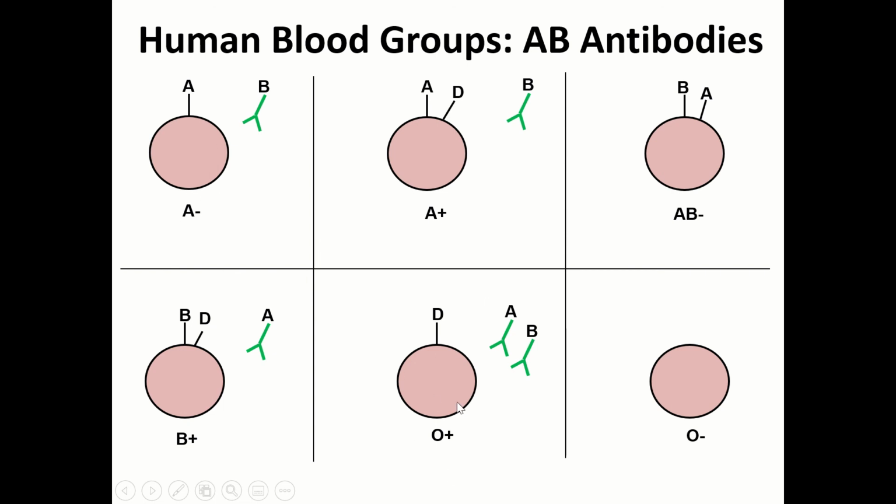Again, this is a positive blood type. It does have D antigens on the surface, and so this individual is not going to be making anti-D antibodies.